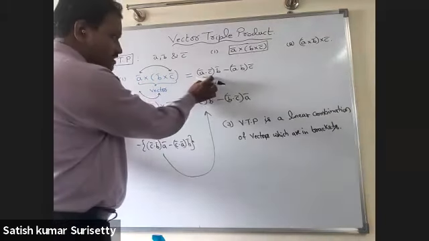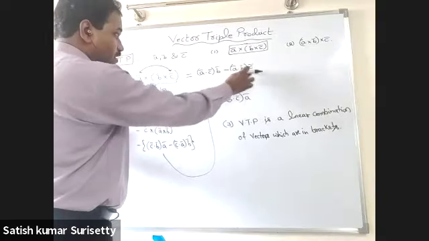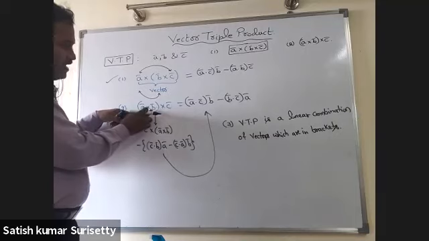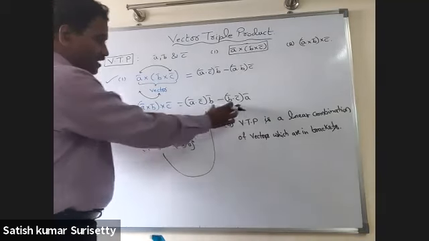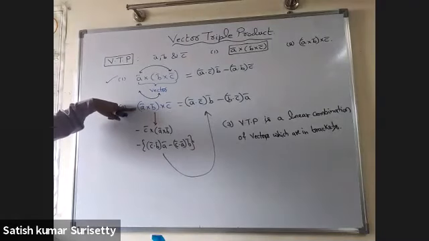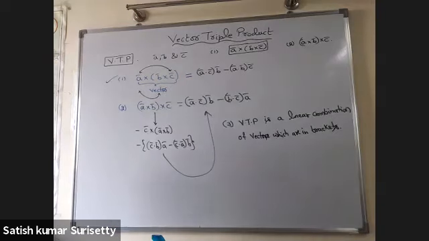That is, this is a constant and this is also a constant. The vectors are b bar and c bar, which are in brackets. Even here also, a bar and b bar are in brackets. So it is a linear combination of b bar and a bar. So always the vector triple product is a linear combination of vectors which are in brackets.